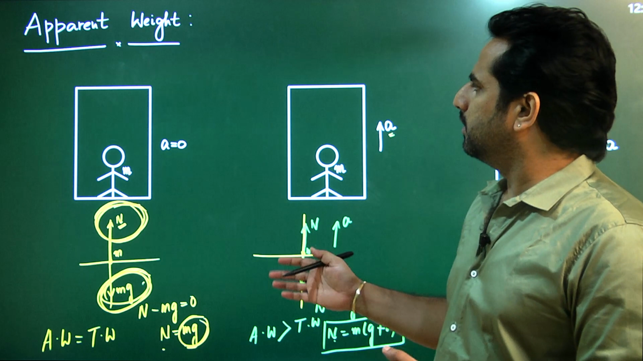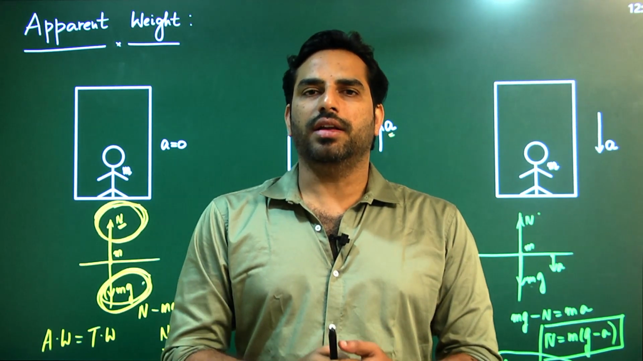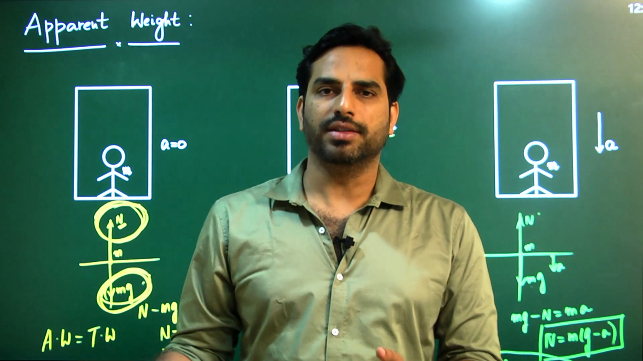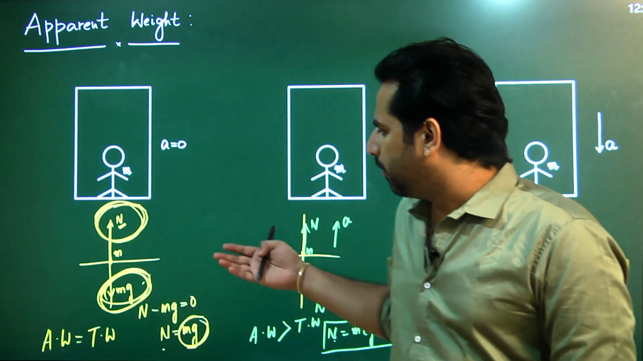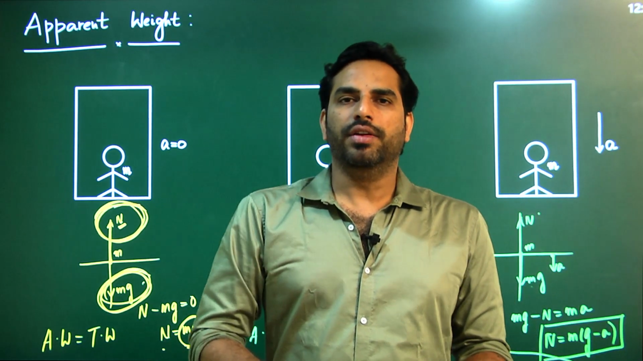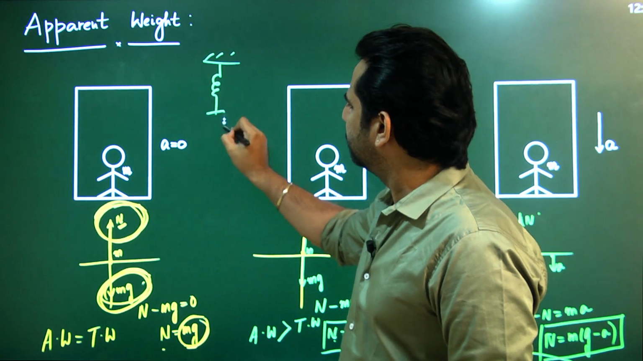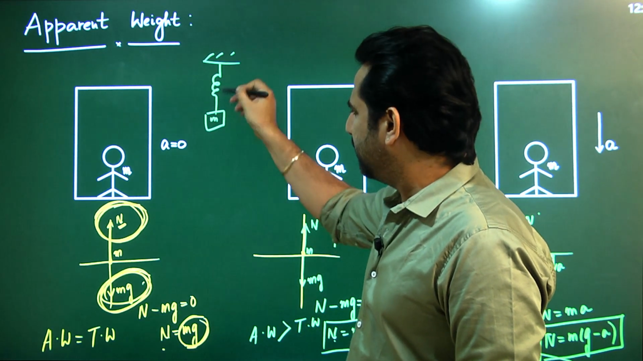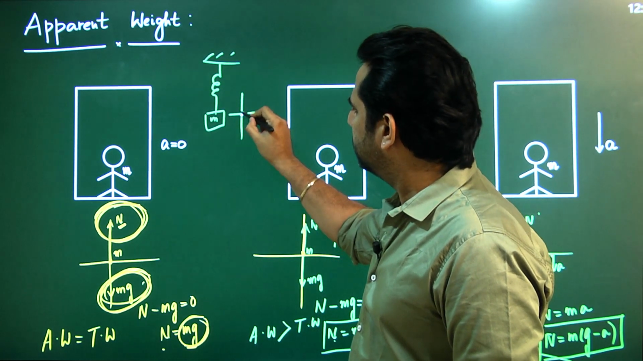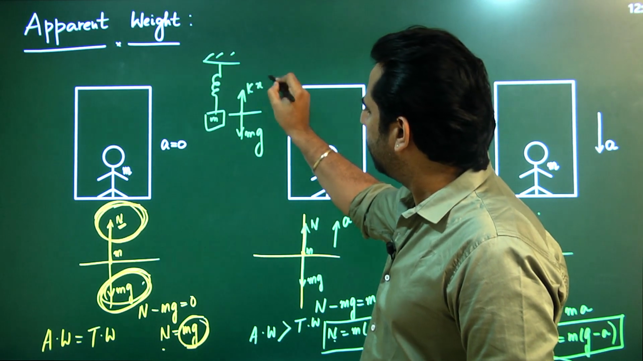So this is the concept of apparent weight. Apparent weight is the reading that a weighing machine or a spring balance is giving you. Just like the weighing machine can read the normal force, a spring balance will read the spring force. For example, if you are connecting a block of mass M to the spring, this is the spring balance, so there is weight mg down and spring force kx up.